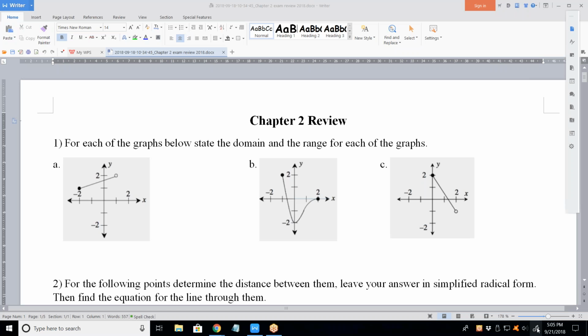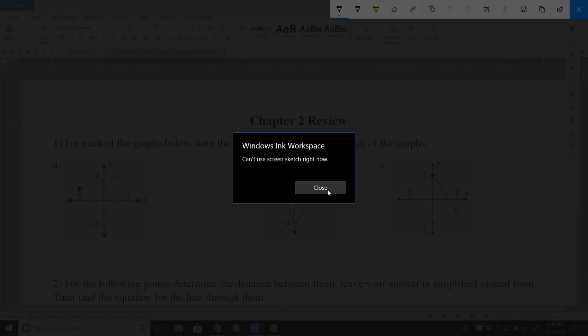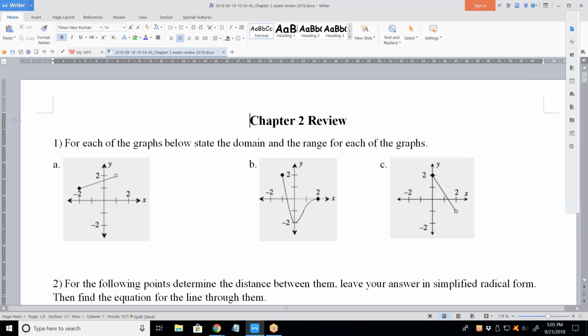So, this is how this is going to work. Whoops. Only if I can get this thing working. Anyway, I don't need to draw anything on these yet.